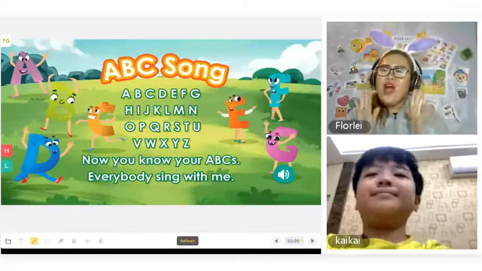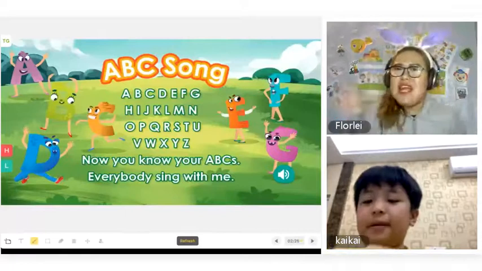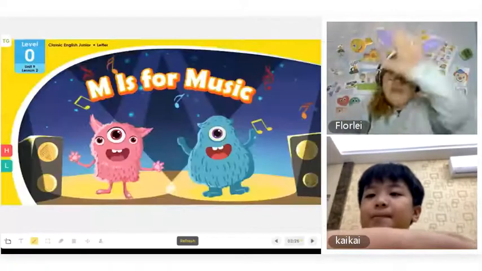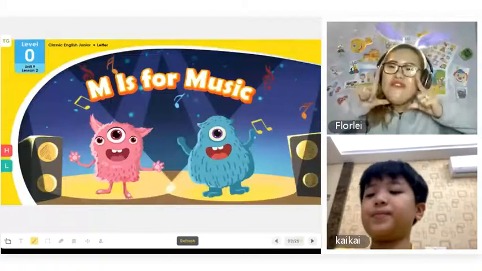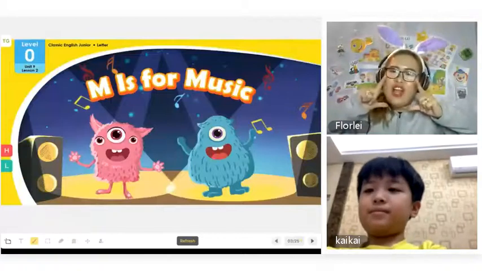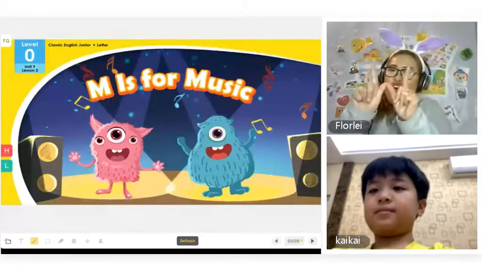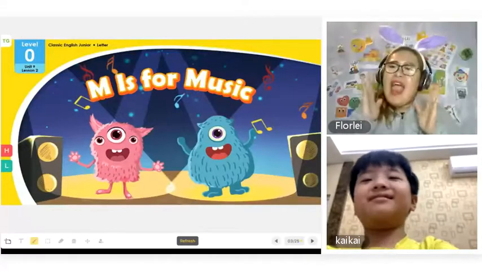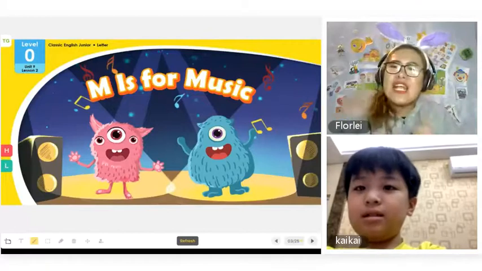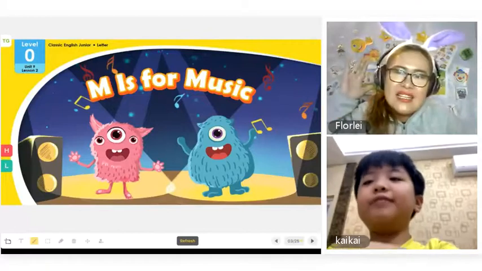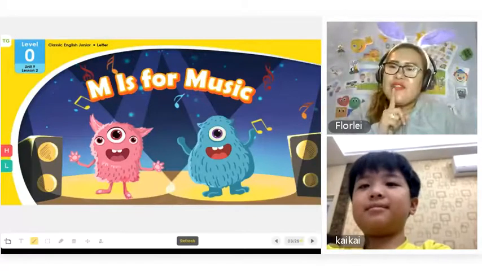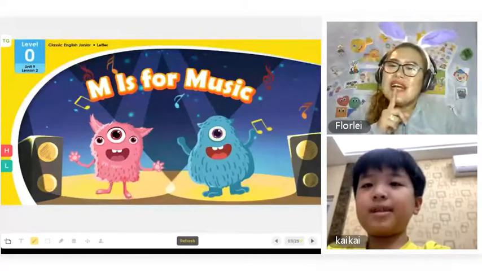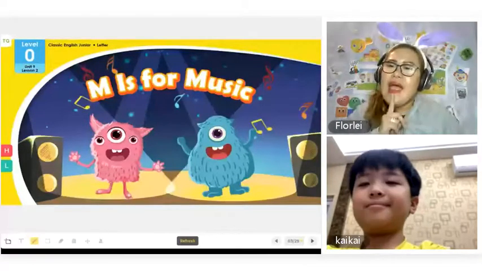All right, now let's go to page 3. Okay, let's swim to the next page. Our lesson for tonight is about the letter... What's that? M. M is for music. Music. M.